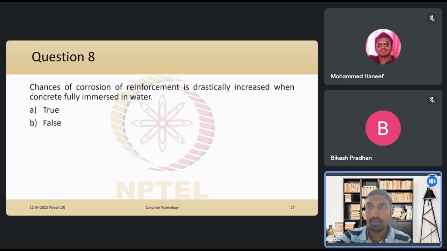Okay, question 8 is: the chances of corrosion of reinforcement is drastically increased when concrete is fully immersed in water. So we have to say whether the statement is true or false.